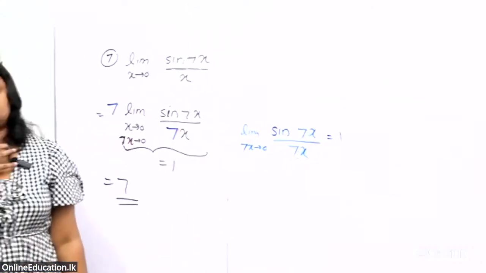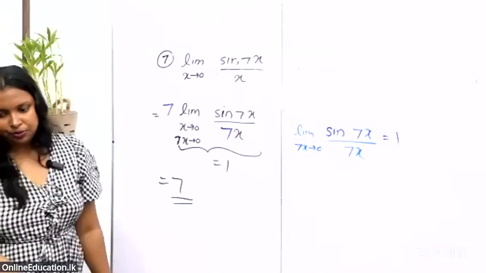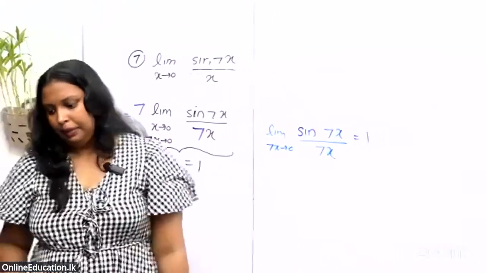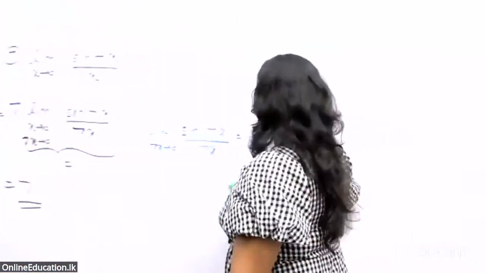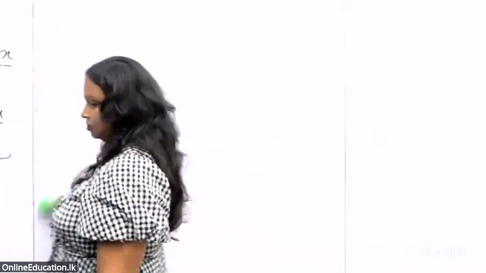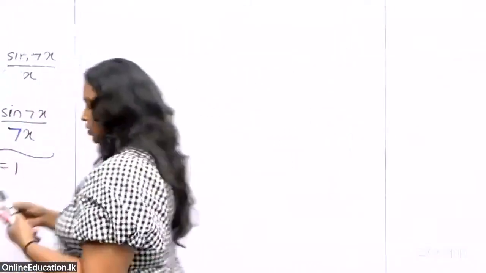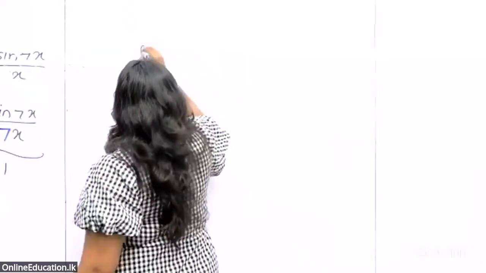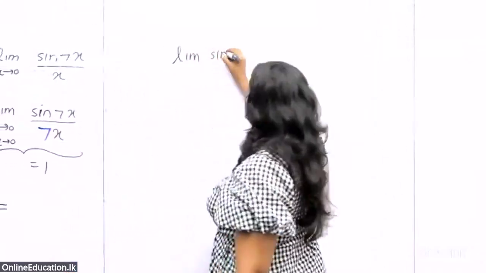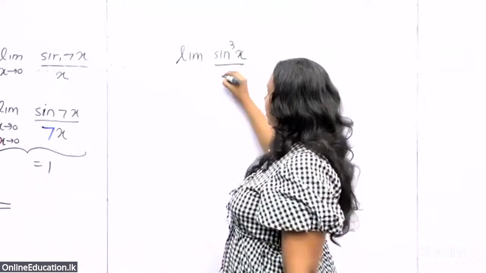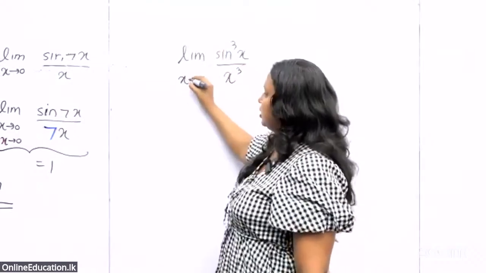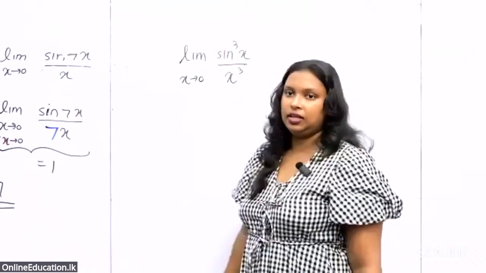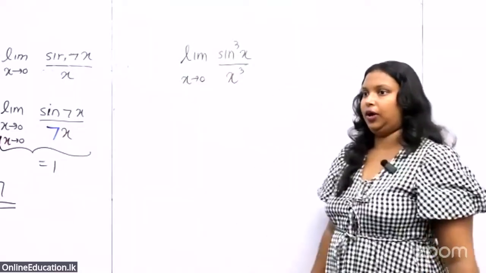Right. Let's move to number 9 now. This one: limits of sine cube x over x cube when x tends to 0. How can we do this?